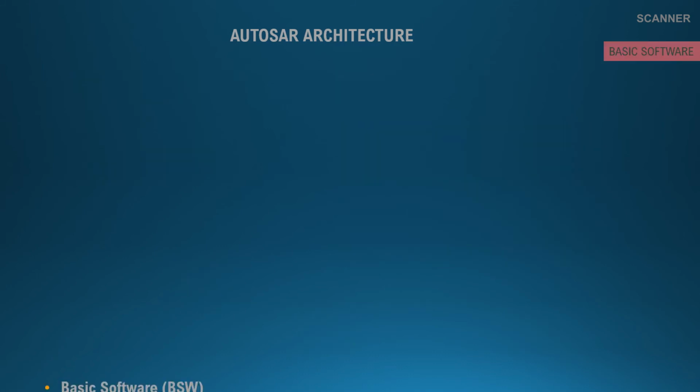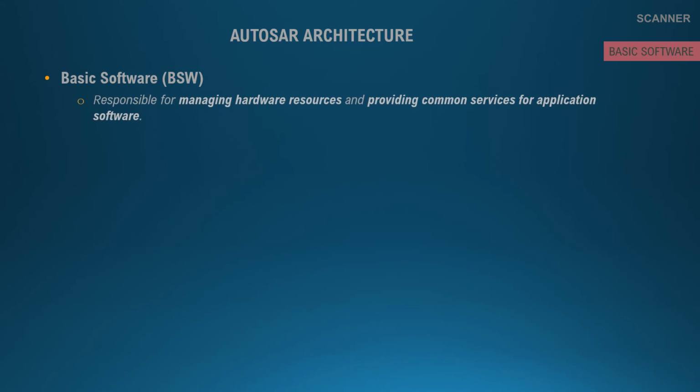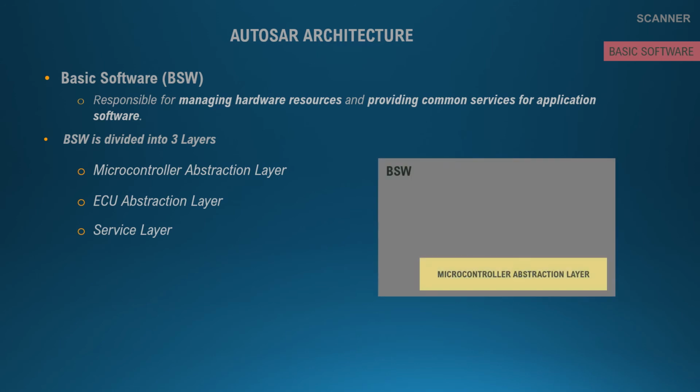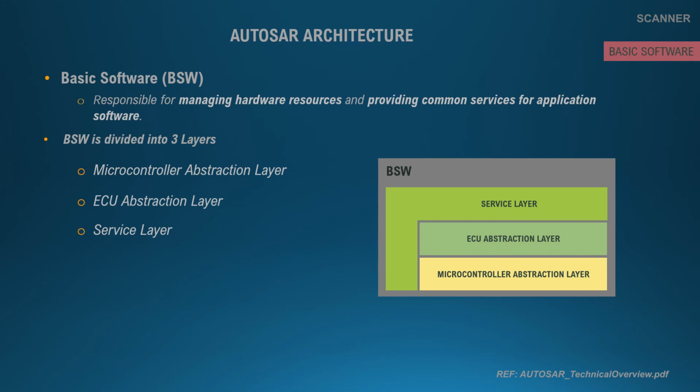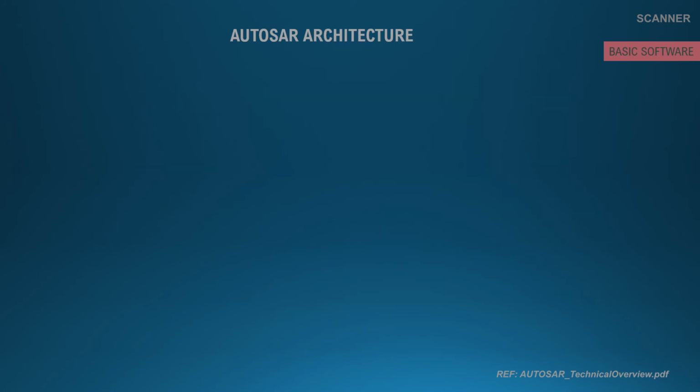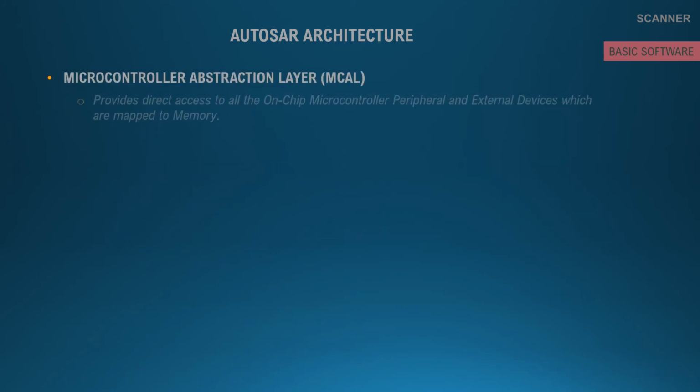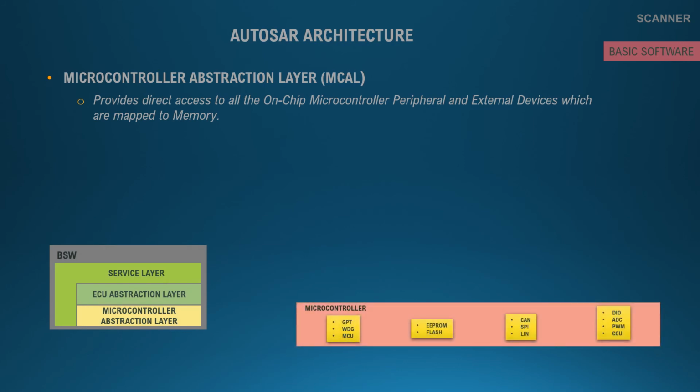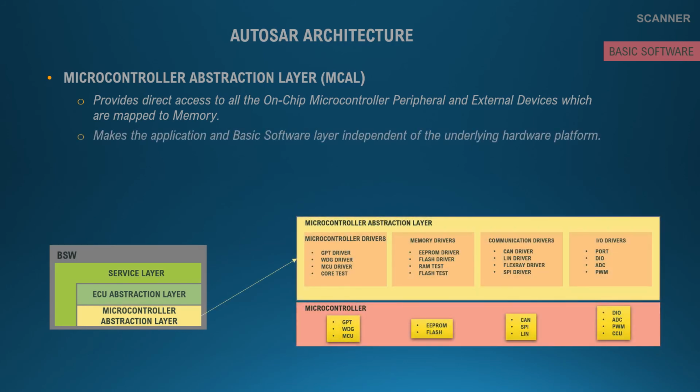Basic Software Layer or BSW layer is responsible for managing hardware resources and providing common services for application software. BSW layer is again divided into three different layers. They are Microcontroller Abstraction Layer or MCAL, ECU Abstraction Layer and Service Layer. The Microcontroller Abstraction Layer is the lowest software layer in BSW and provides direct access to all the on-chip microcontroller peripheral modules and external devices, which are mapped to memory. This MCAL layer makes the application and basic software layer independent of the underlying hardware platform.